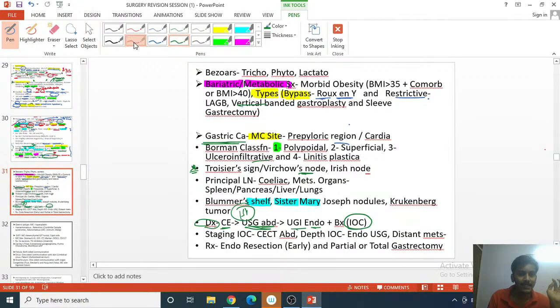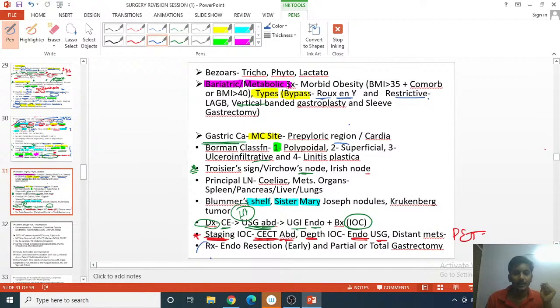Please remember. अगर staging के लिए पूछा जाए, we already discussed this. Staging के लिए अगर पूछा जाता है, then it is your CECT abdomen. Depth के लिए अगर पूछा जाता है, it is same as esophageal cancers. It is your endoscopic ultrasound. So remember, first investigation, ultrasound abdomen. Investigation of choice, upper GI endoscopy plus biopsy. Staging investigation of choice, CECT abdomen. Depth investigation of choice, endoscopic ultrasound. And distant mets के लिए we have already discussed, it is your PET scan.